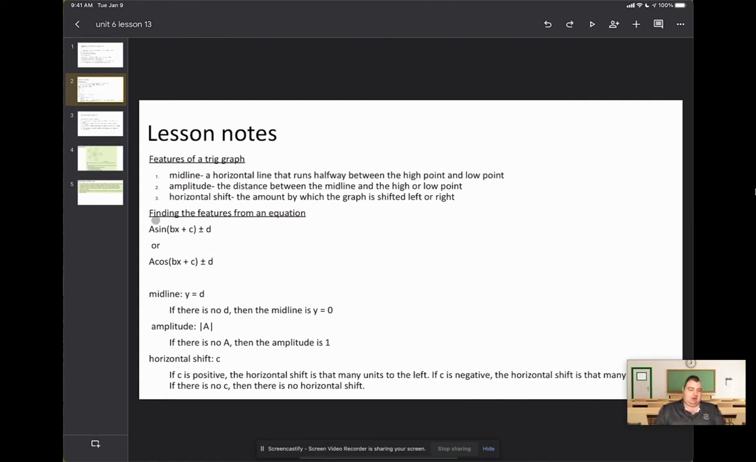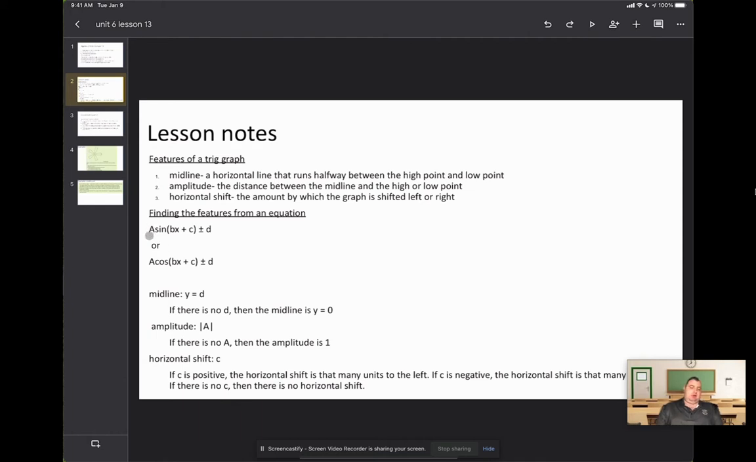So for today, we're going to talk about how to find these features from an equation. And how we find it is right in here, whether it's sine or cosine. When I add a number outside the parentheses after the sine or the cosine, that number, in this case denoted by the variable d, is the midline. And it says here, if there is no d, then we assume the midline is at 0.